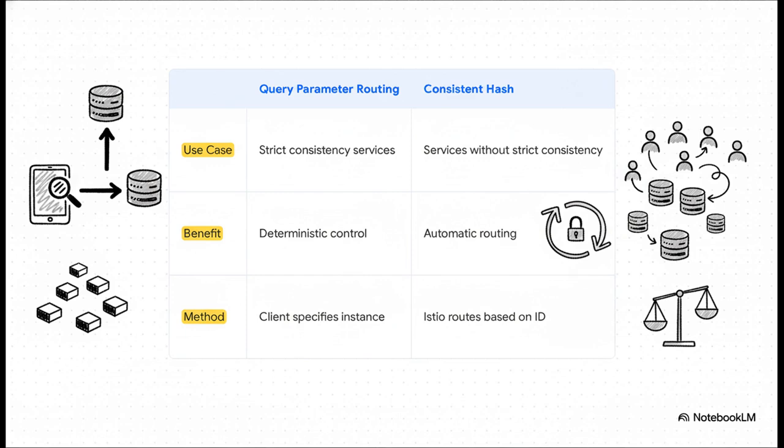On the other hand, for services that are a bit more chill, they use consistent hashing. They just tell Istio, look, any request with the same user ID in the header, just make sure it always goes to the same backend pod. It's way more automatic and simpler when you don't need that iron-fisted control.